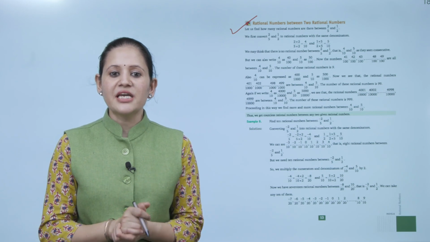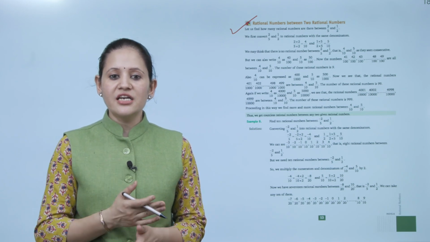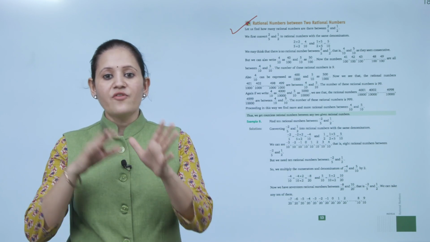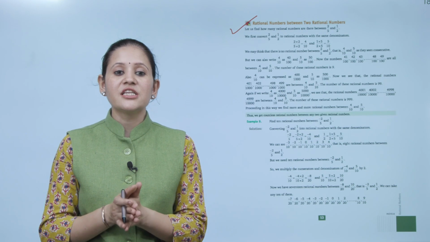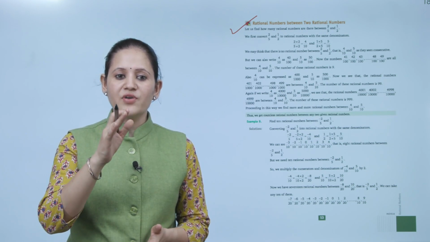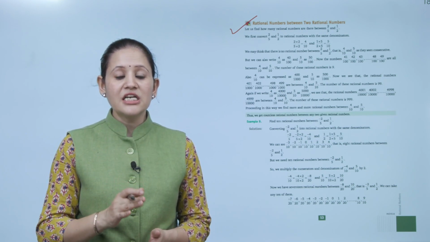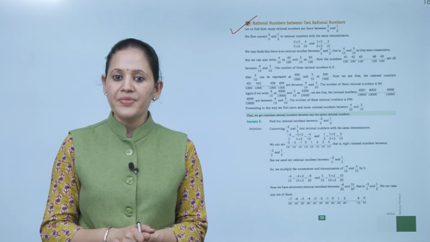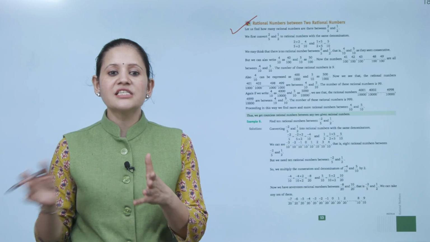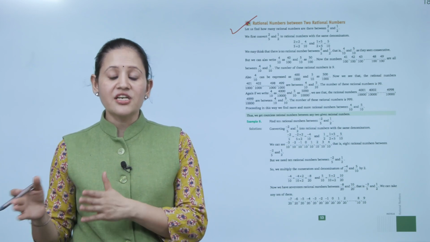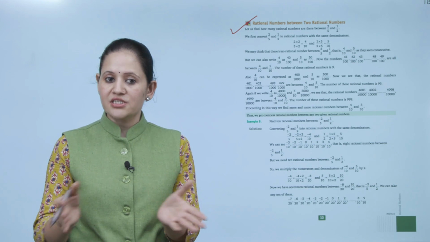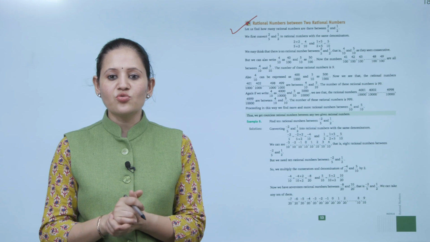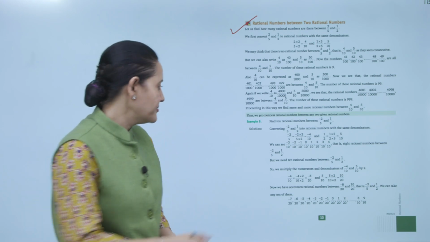Also 4 by 10 can be expressed as 400 upon 1000 and 5 by 10 can be represented as 500 upon 1000. Now we see that the rational numbers 401 upon 1000, 402 upon 1000 till 499 upon 1000 are between 4 by 10 and 5 by 10. The number of these rational numbers is 99. Like this we can write many rational numbers between two rational numbers. Thus we get countless rational numbers between any two given rational numbers. Now we'll take an example here.